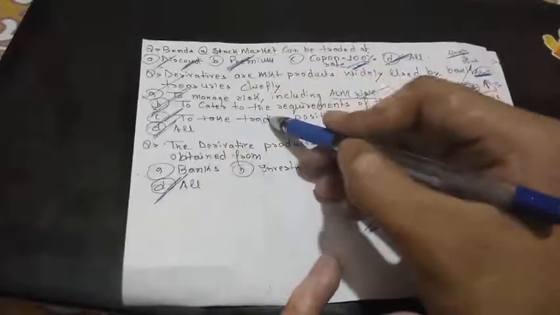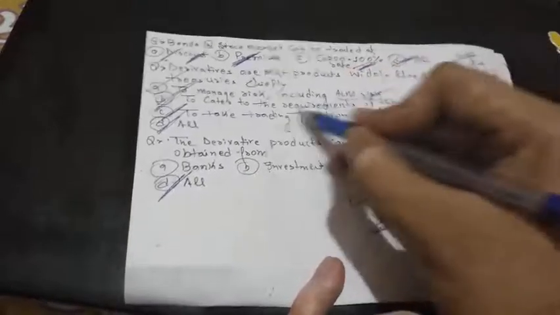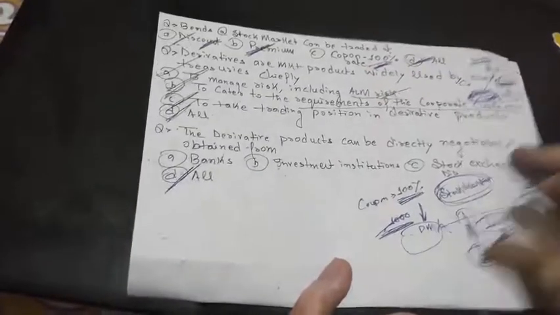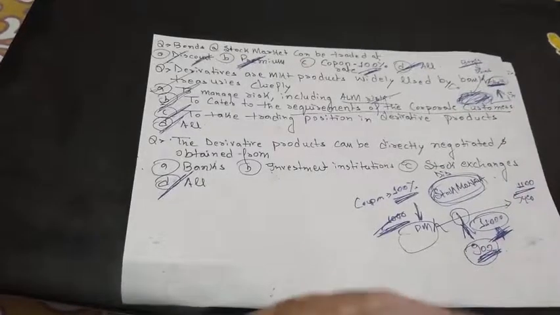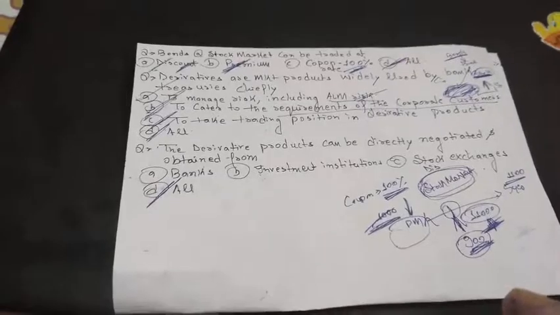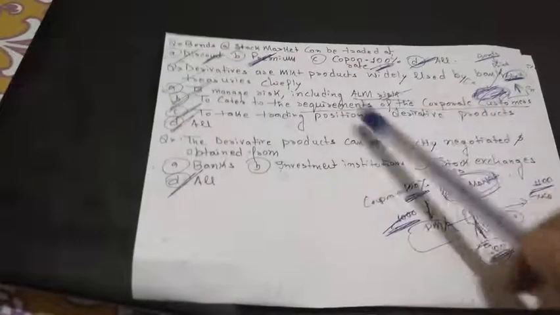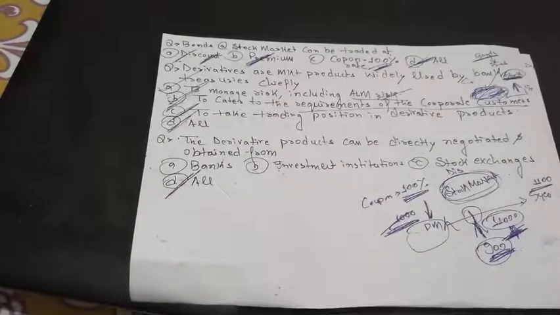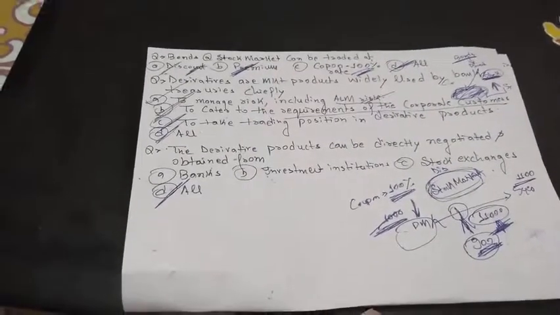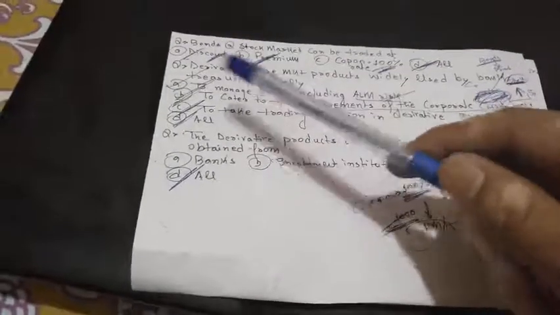Option B, to cater to the requirements of corporate customers. Yes, derivatives fulfill the requirements of corporate customers, because they need to be in an agreement in order to save themselves from future risk. Option C, to take trading positions in derivative products. Yes, in derivative products the trading position can be an open position or closed position, which we discussed in the last chapter as well. So option C is also there, and option D is all. So option D is correct.